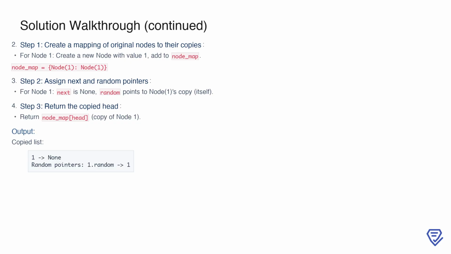Since node 1's next pointer is none, the copy's next pointer is also set to none. For the random pointer, because node 1's random points to itself, the copy's random pointer is set to point to itself as well. Finally, in step 3, we return the copied head, which is the copy of node 1. The result is a single node list where the random pointer correctly points back to the node itself.